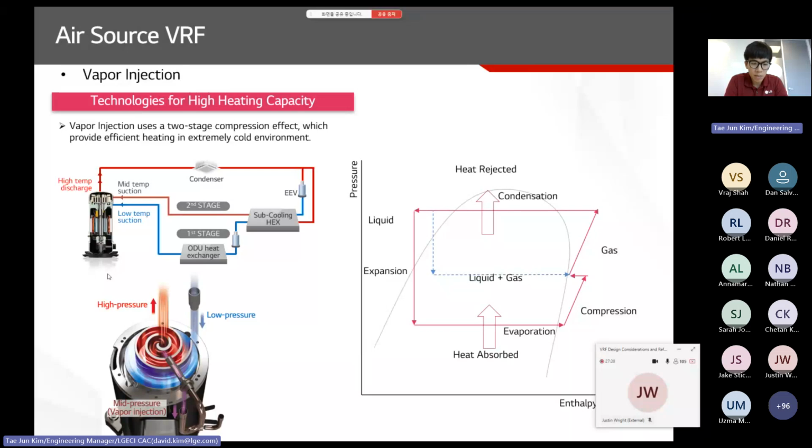Basically, we're introducing a mid-pressure refrigerant during the compression stage to create a double compression effect. And by using this, we can basically achieve a higher pressure level while having a lower discharge refrigerant temperature. This technology has been proven to work very efficiently at low ambient conditions, so it has been utilized by various manufacturers for VRF equipment.